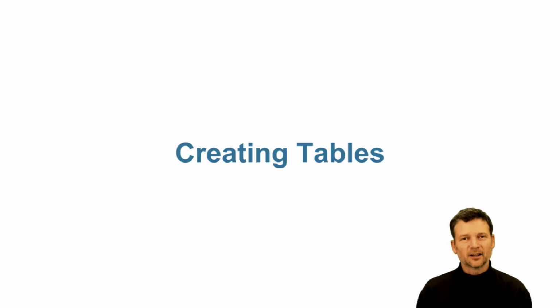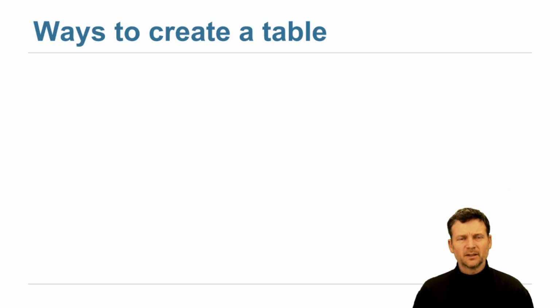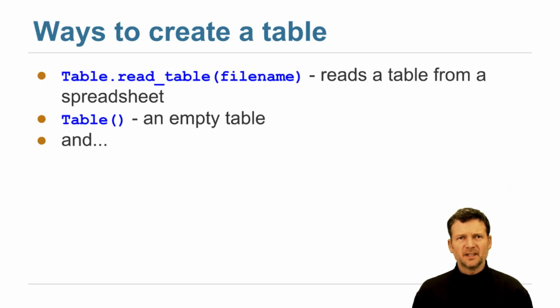Look at how to create tables and get your data into a table and work with it. So far, we've seen two ways to create a table. One way is if you have your data in a spreadsheet, you can read it into a table by using the Table.read_table method. If you want an empty table, you can get that too by calling Table() with open and close parentheses. That's one way to create a table.